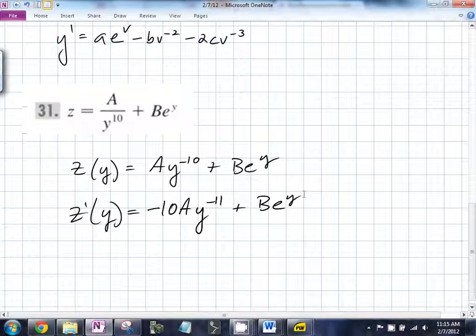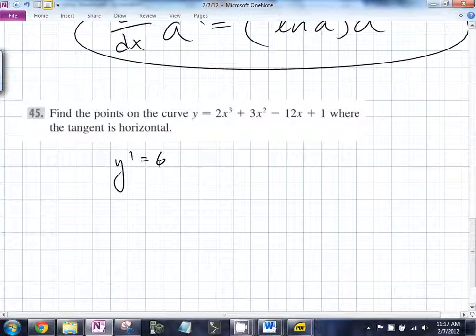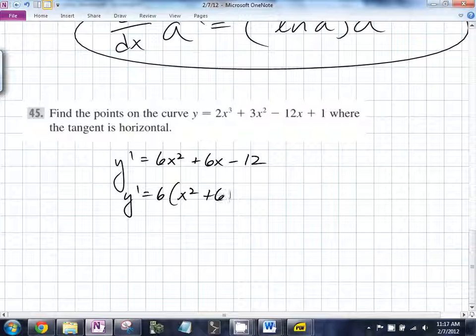Just do all this again. Yeah, I did it all. 6x squared plus 6x minus 12. Done, yes. Is that nicely factorable? Yeah, because you factor out a 6 and you get x squared plus x minus 2. Does that factor? Yeah. y prime is equal to 6 times x plus 2 times x minus 1.